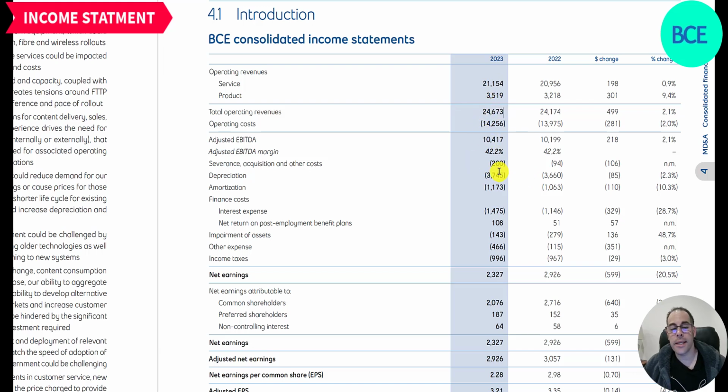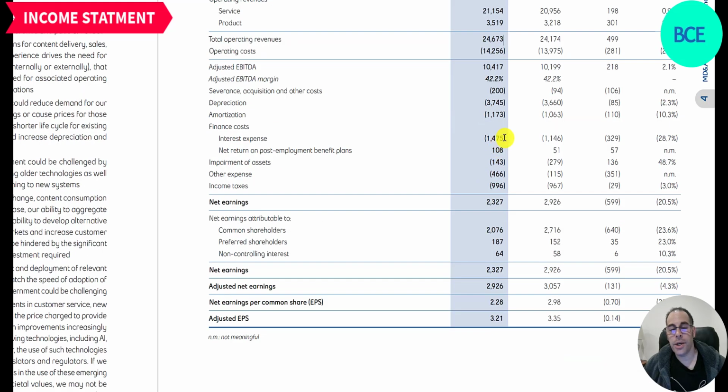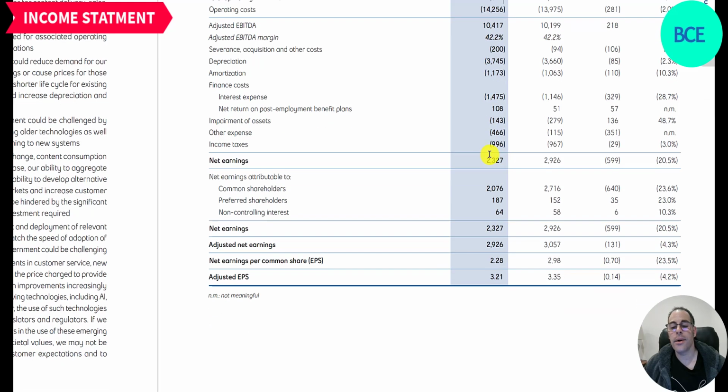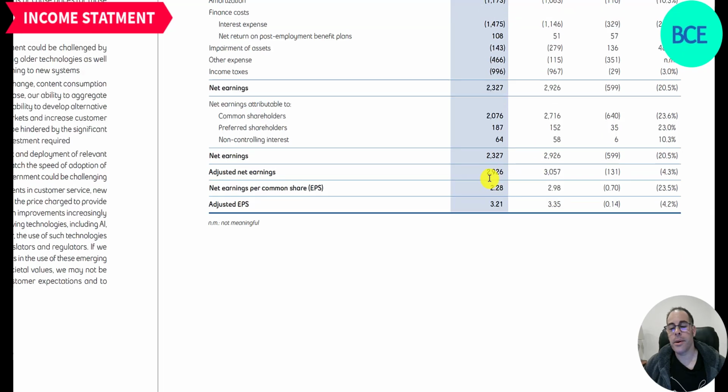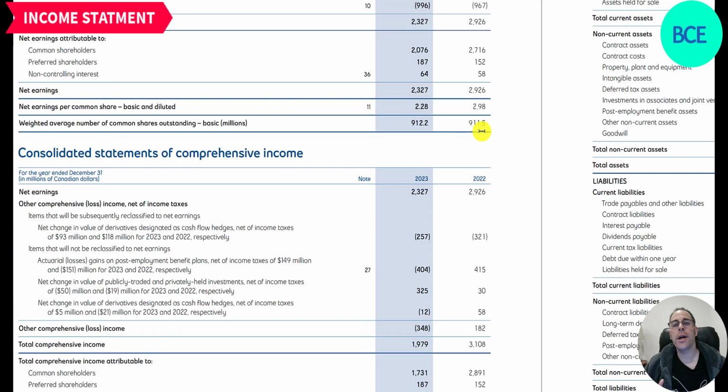They have a lot of fixed assets, so they have depreciation and amortization, a ton of debt on their balance sheet. They paid 1.5 billion of interest on their debt, so their net earnings is 2.3 billion, down from 2.9 billion. Their earnings per share is 228, that's down from 298. Their shares outstanding are up a little bit from 911 million to 912 million.